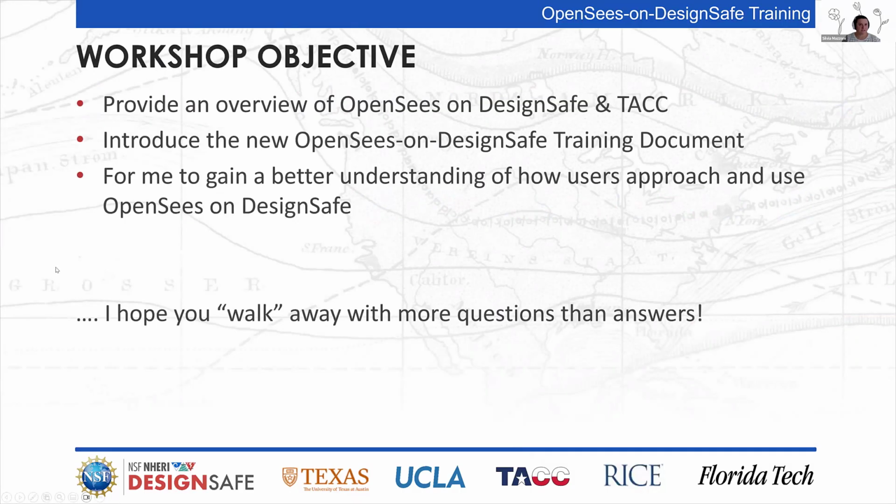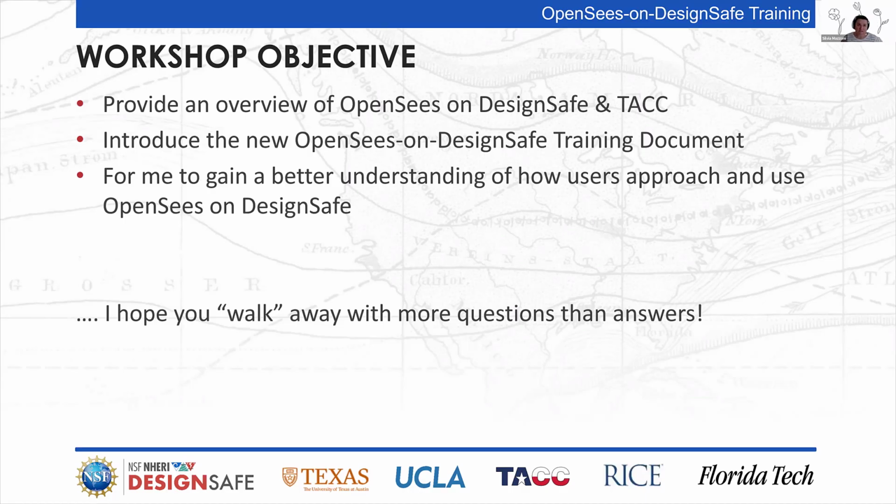I keep changing these slides. So the objective for today is twofold. There's 3 parts to it, but it's really twofold. One is what I give to you to give you an overview of OpenSees on DesignSafe, what's available, and the different ways that you can run it, and introduce you to this training document that I've developed. I keep developing. I'm going to be adding some new things and more advanced things to it, but I'm pretty happy with where it is now.